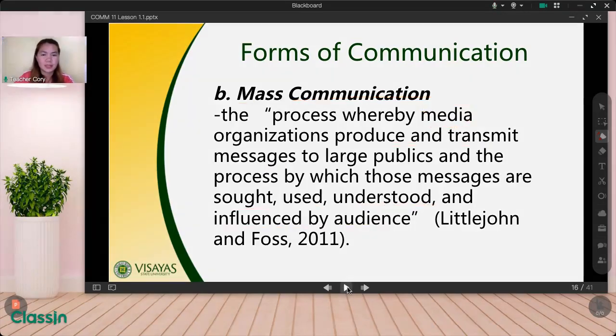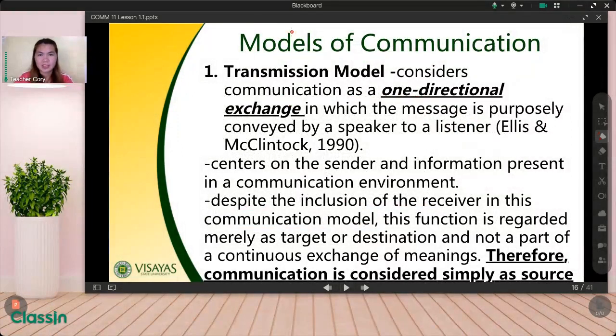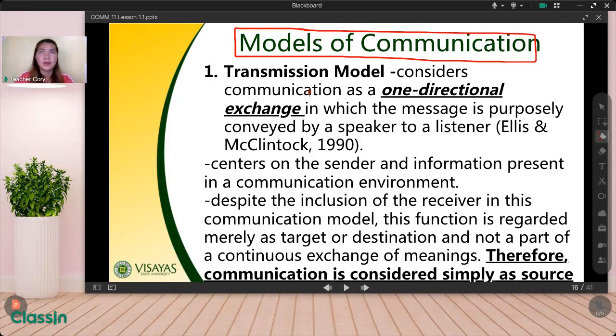So next, let's proceed to the models of communication. So here we will talk about transmission model. So this considers communication as a one-directional exchange in which the message is purposely conveyed by a speaker to a listener. So it's one-directional, it's just transmission.